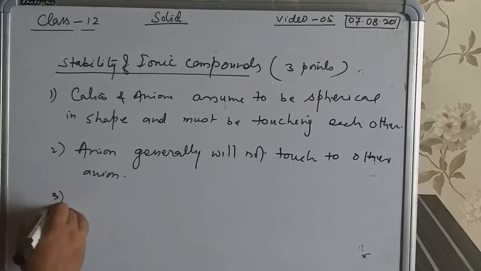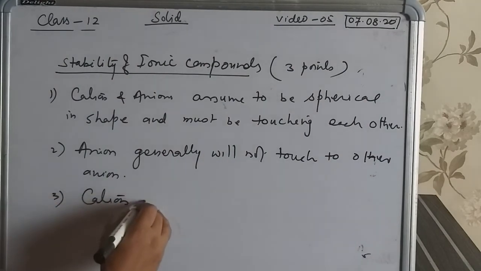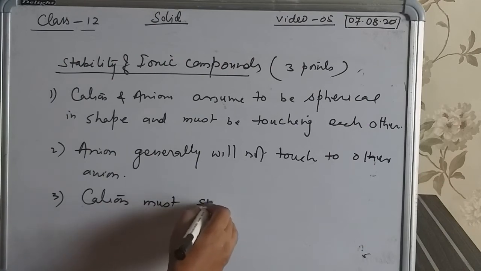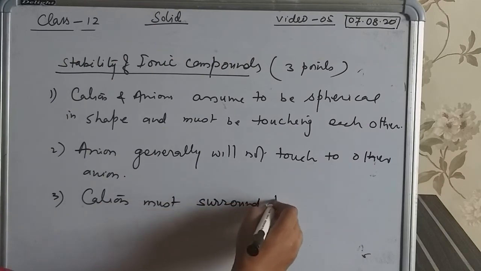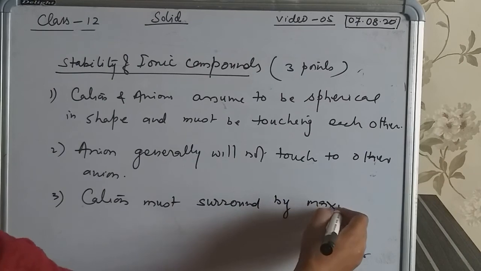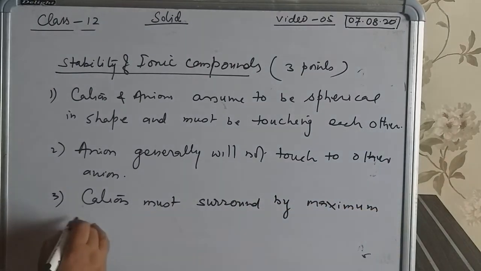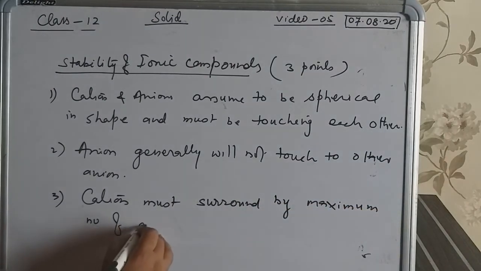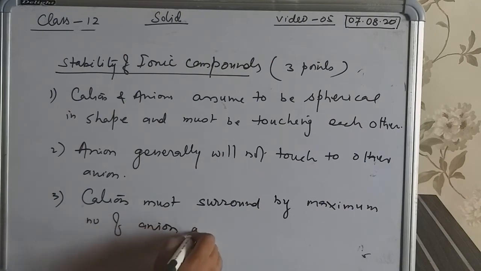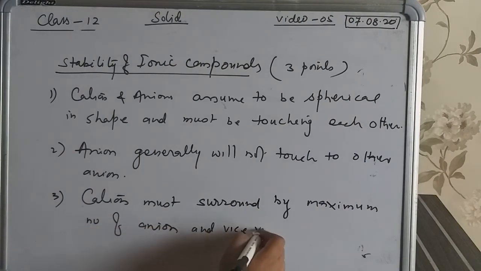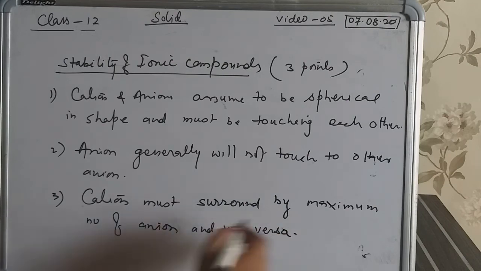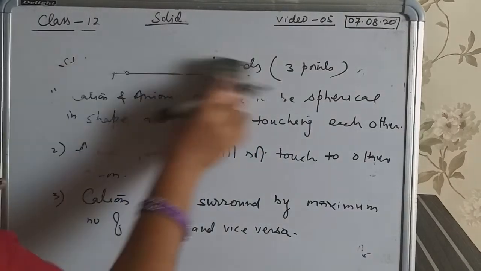And the next point, cation must be surrounded by the maximum number of anion and vice versa. Because the more anions surround the cation, the more their energy decreases and stability increases. So let's see.